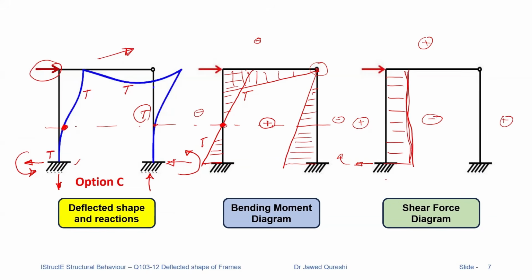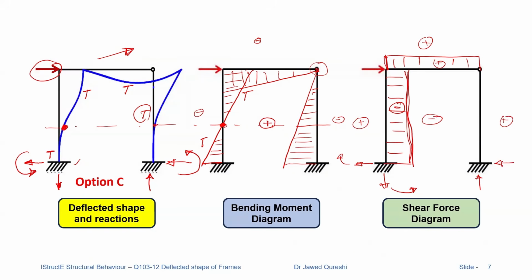And for beam, we have two forces. One is downwards, other is upwards. And this is creating anti-clockwise shear force for the beam. So anti-clockwise is positive as per our sign convention. So we will draw it outside the frame. So here it's negative. And how about right column?